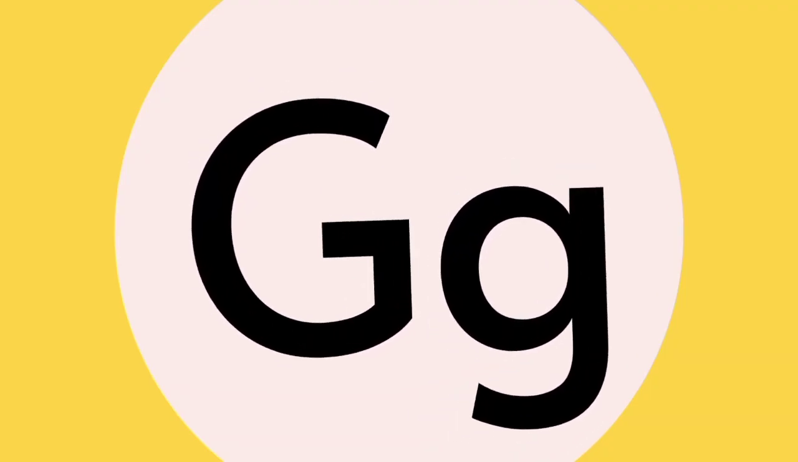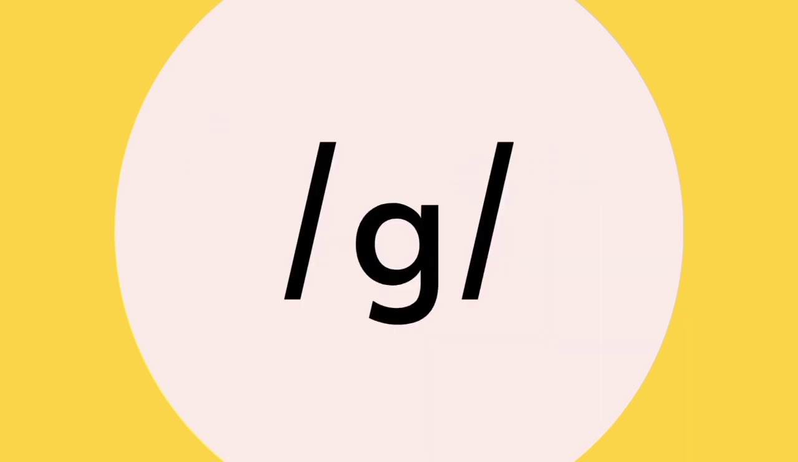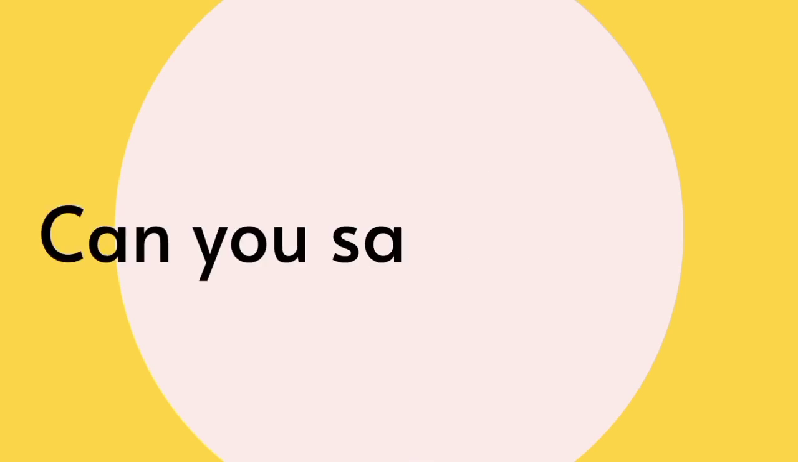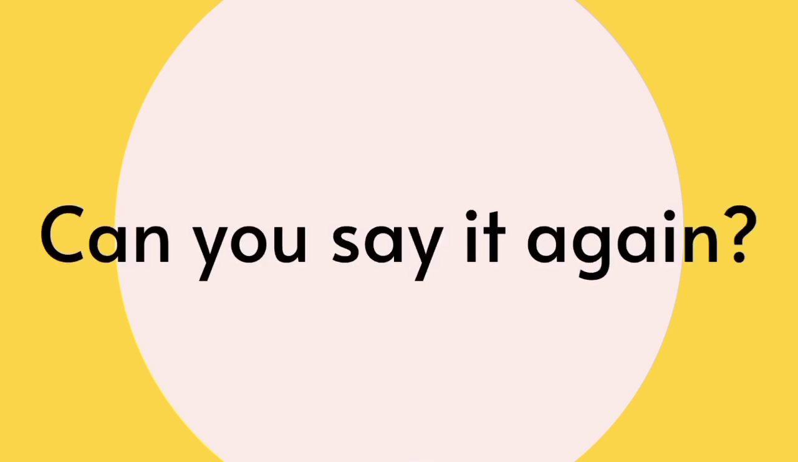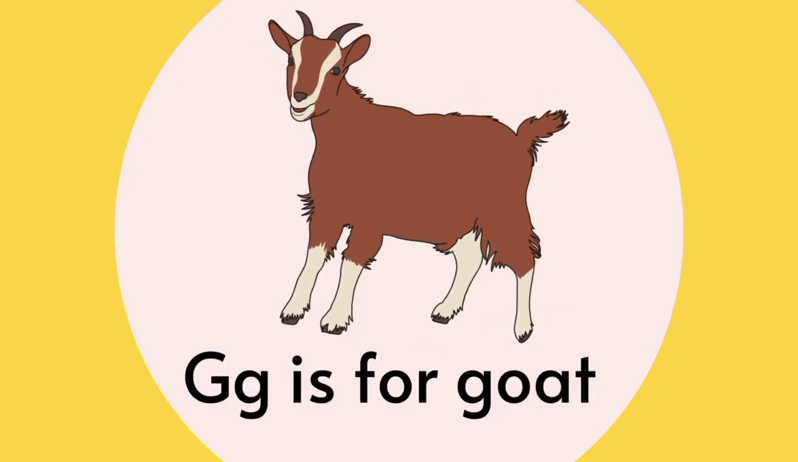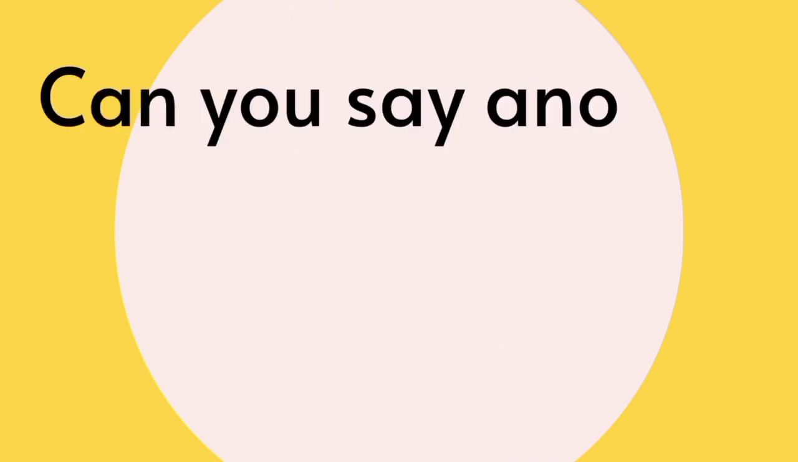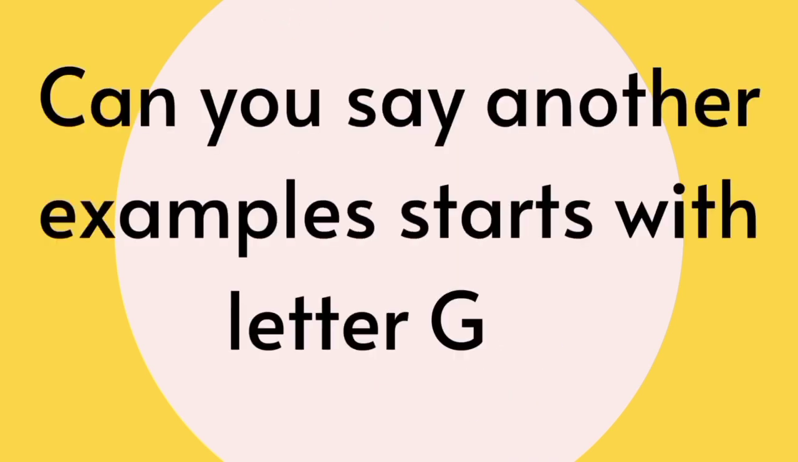This is letter G. The sound of letter G is G. Can you say it again? Very good. And G is for goat. Can you say another example that starts with letter G?